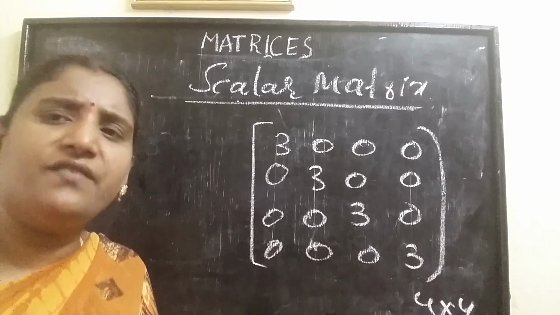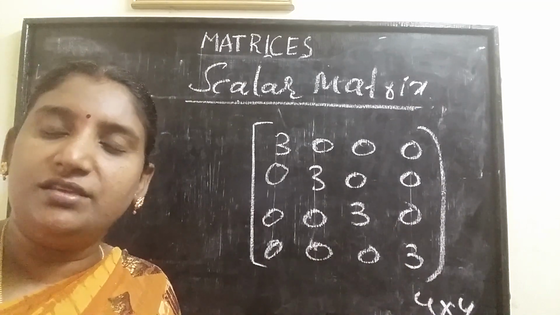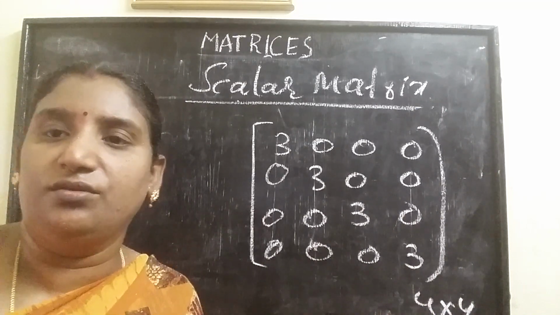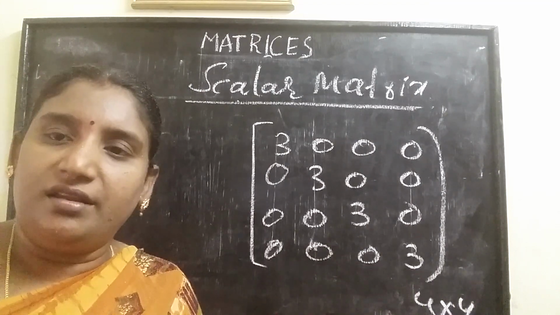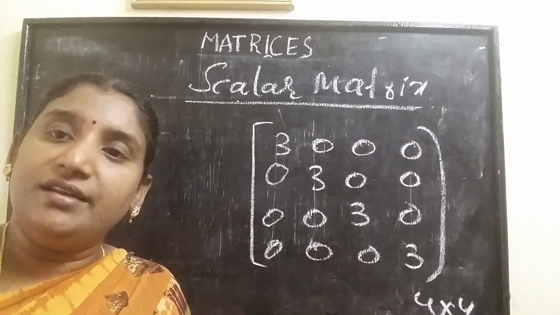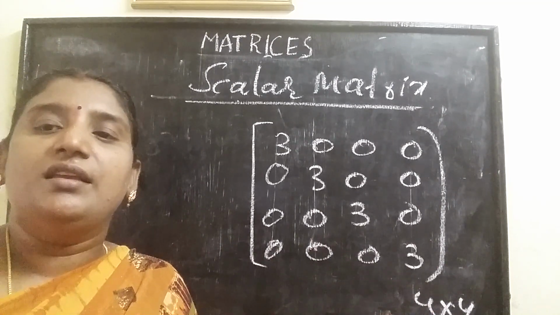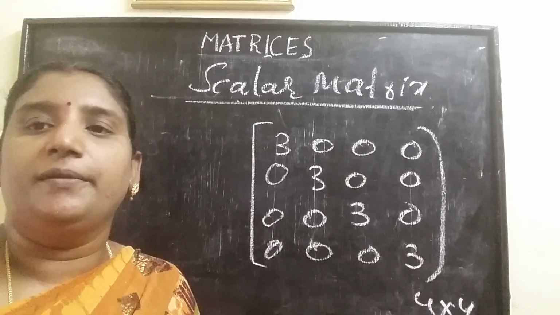So you can take any square matrix. But observe one thing: scalar matrix and diagonal matrix, we can define on square matrices only, not for a rectangular matrix. Only square matrix. And one more way we can state the definition: a diagonal matrix is said to be a scalar matrix if all diagonal elements are equal.